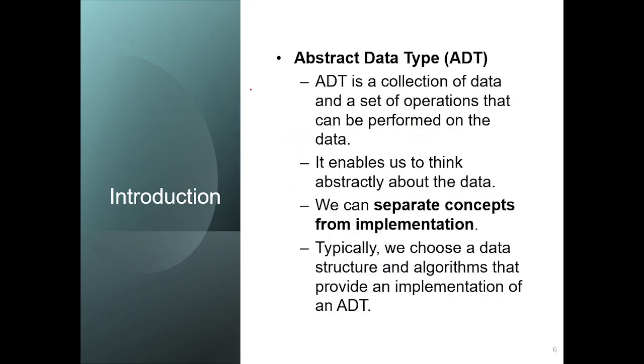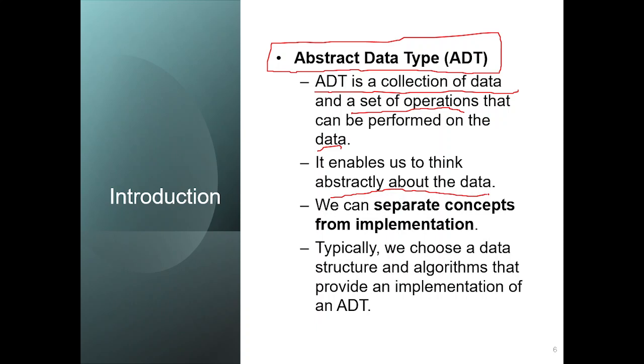So let's get to another definition: abstract data type. An abstract data type is a collection of data and a set of operations that can be performed on that data. That is what we talked about. So we have a data object or a data structure, and we have a set of operations. These two make up an abstract data type. So an abstract data type enables us to think abstractly about data. We can imagine data taking different forms and moving in different ways or being operated upon in different ways.